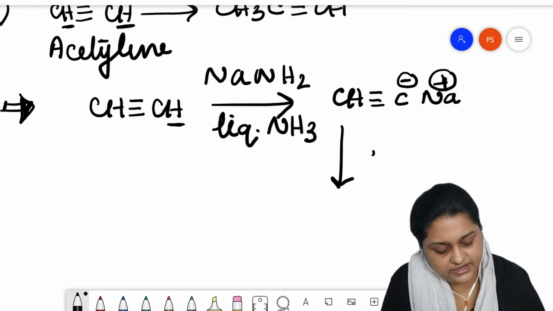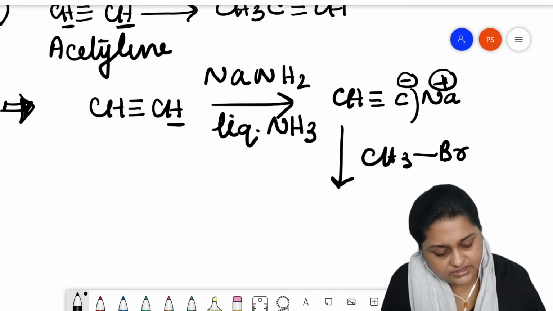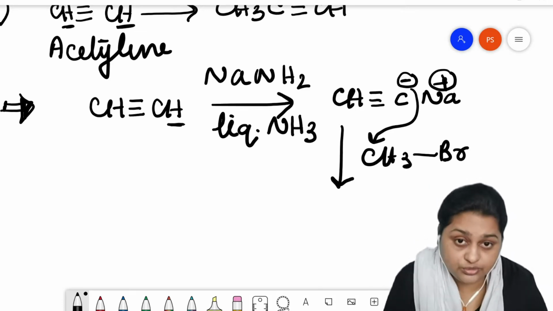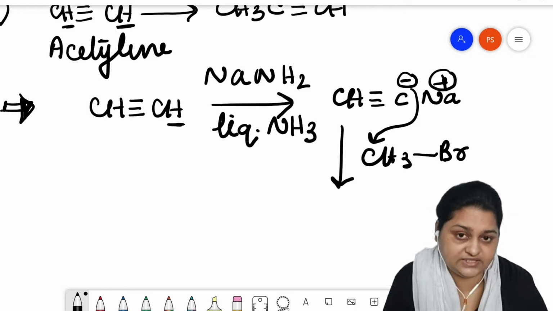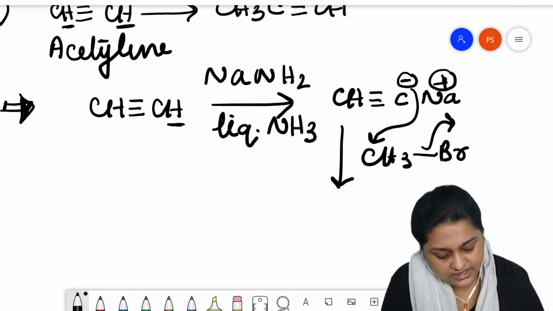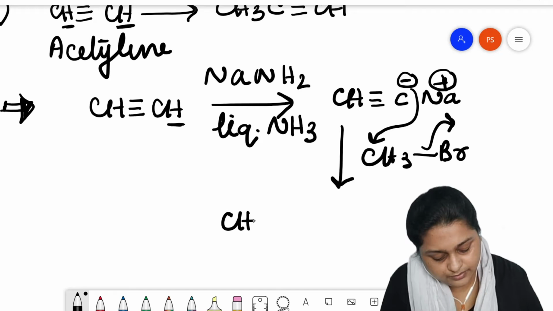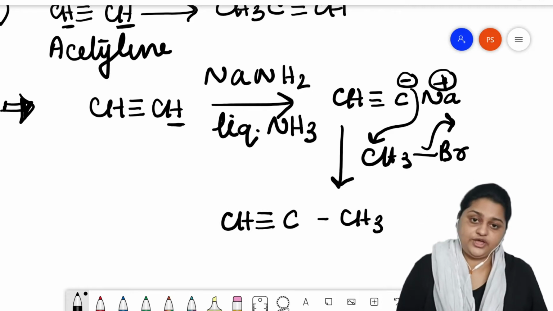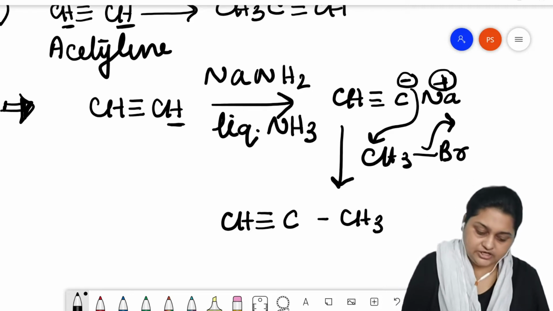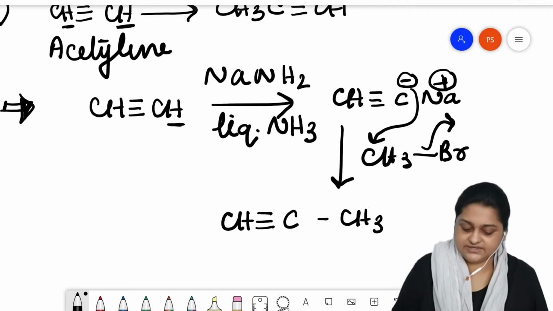Now if I add CH3Br, methyl bromide, this will act as an electrophile for the nucleophile, and a nucleophilic substitution reaction will occur, and thus will produce CH triple bond CCH3. So this is the way of transforming acetylene to the product that we are desiring.